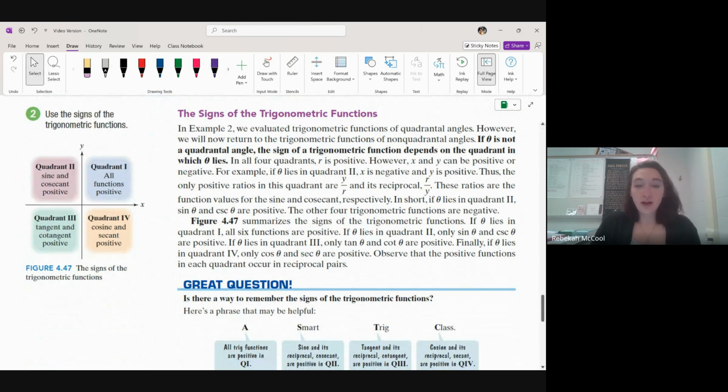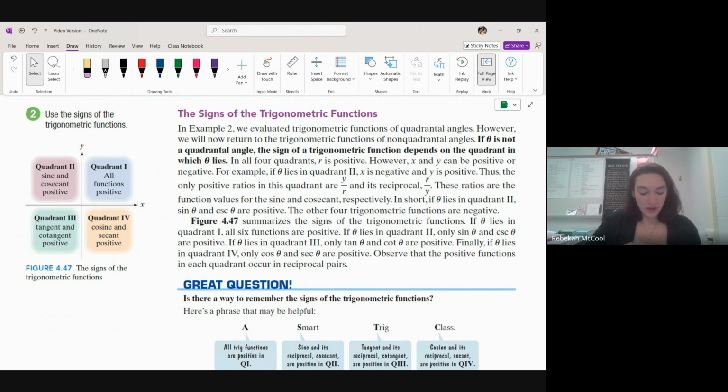Okay. The last thing to talk about is the signs of the trigonometric functions. So in that example, we focused on the quadrantal angles. However, we are going to return to the idea of what's happening in the quadrants themselves. If theta is not a quadrantal angle, the sign depends on the quadrant that theta lies in. In all 4 quadrants, r is positive. R is representing the radius, which is a distance, and distances have to be positive. However, x and y can be positive or negative.